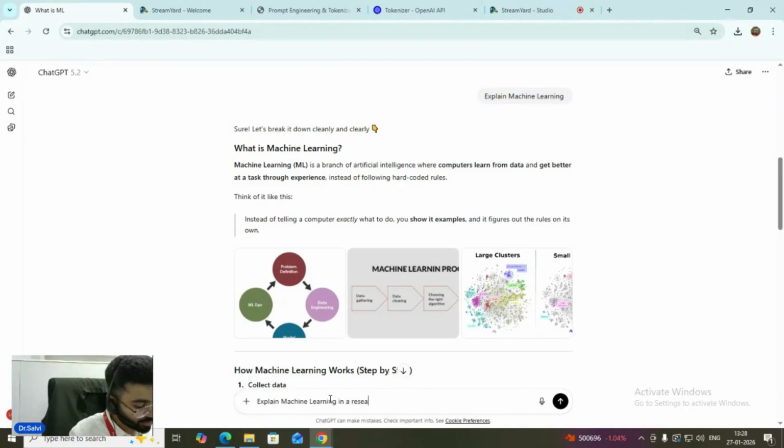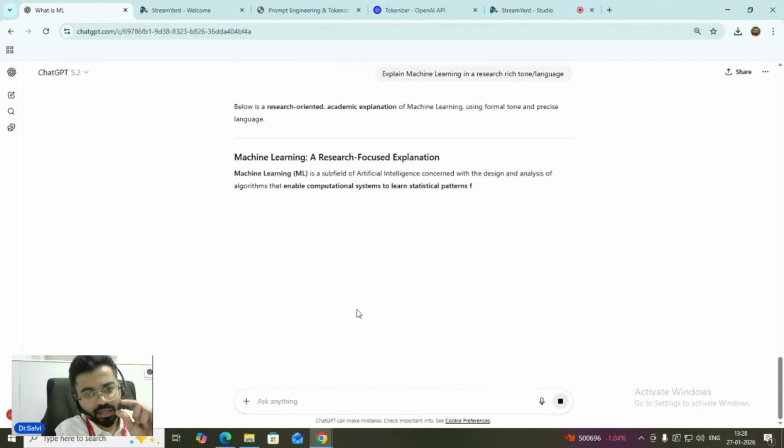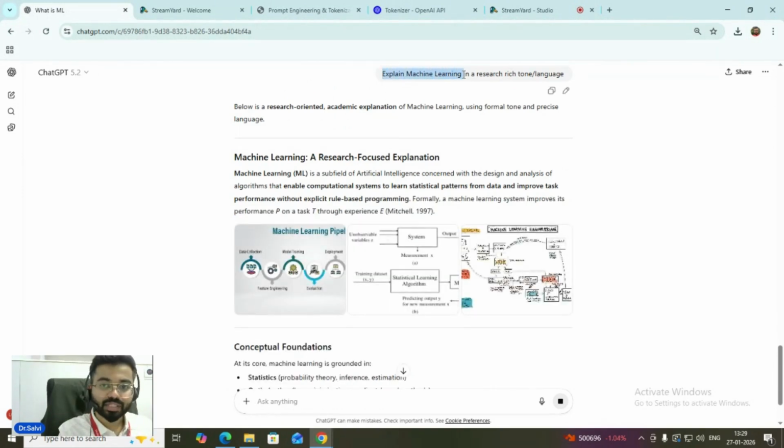in a research rich, it could be tone or language, right? So now I've just added one more constraint. If you look at this, this is what my previous thing looked like. Now I have this in the form of a constraint given to it, so that is a research rich constraint.